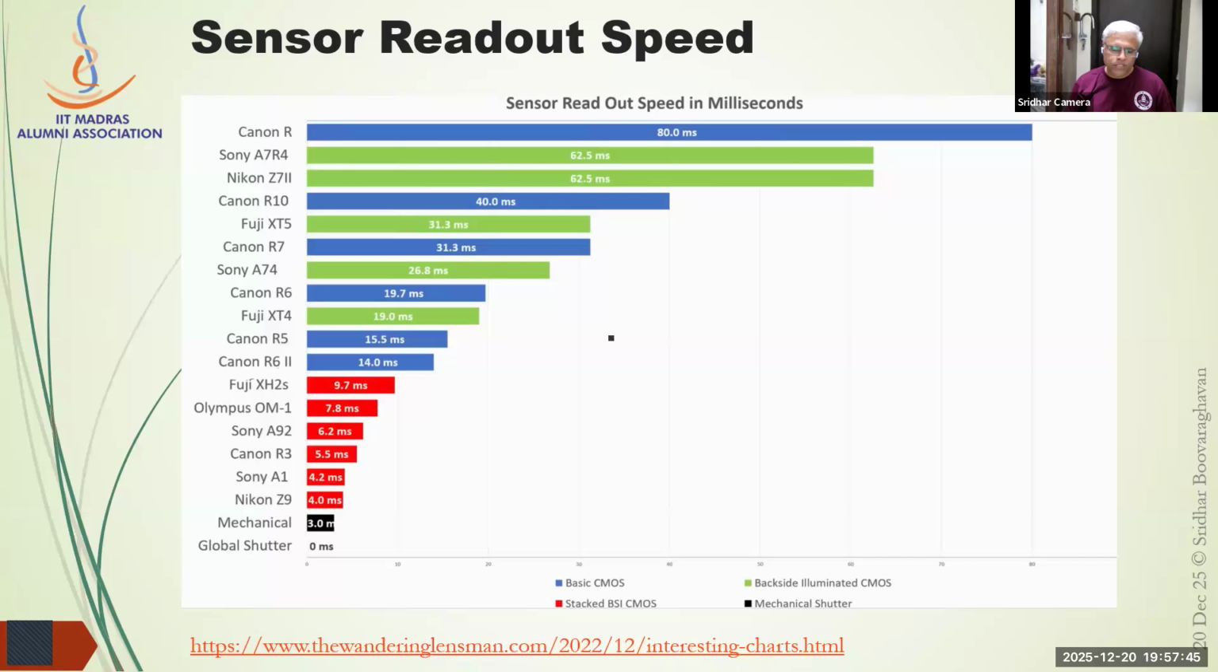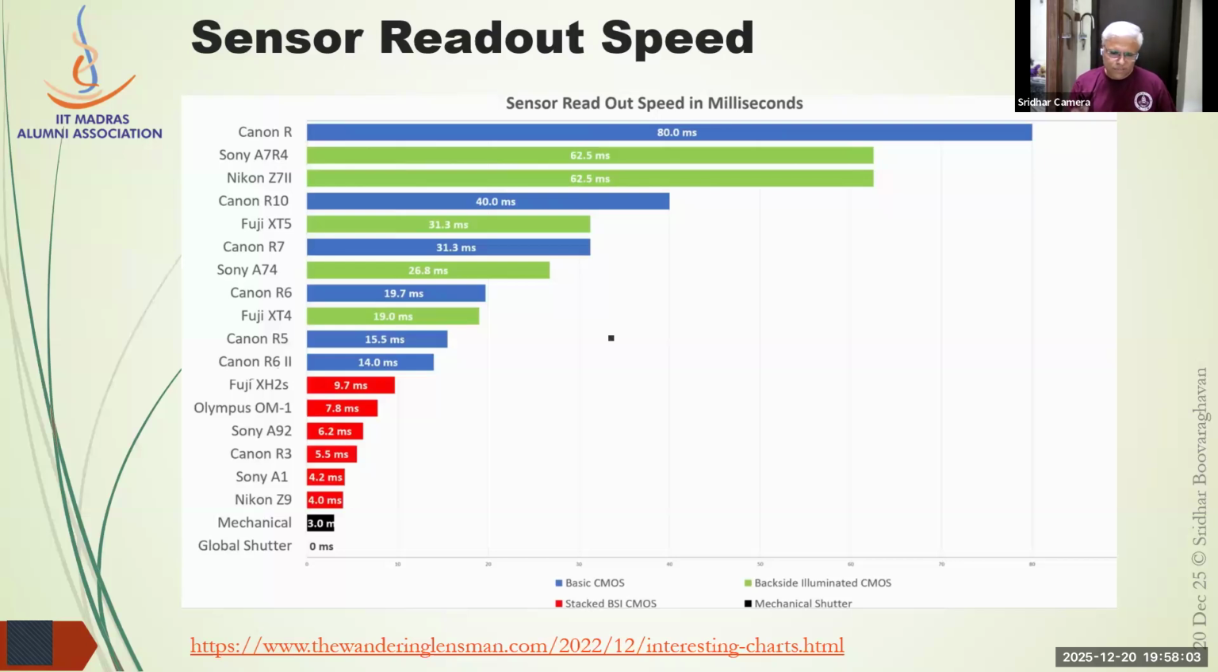And then Praveen talked about the global shutter, which means that literally you can read out the entire sensor practically instantaneously. That is why it's mentioned as 0 milliseconds, right?